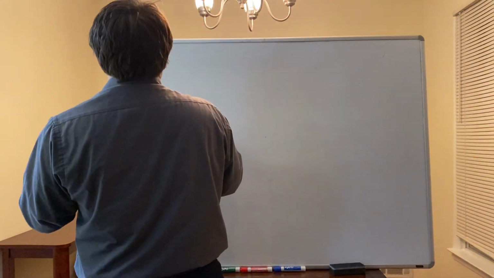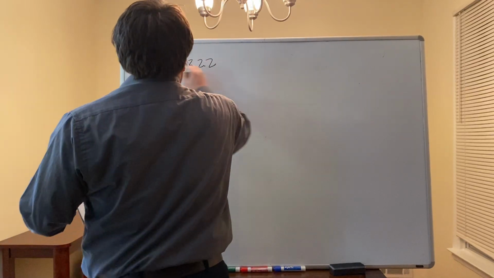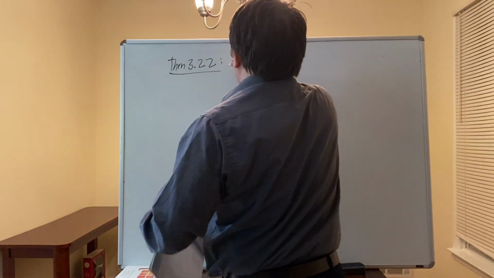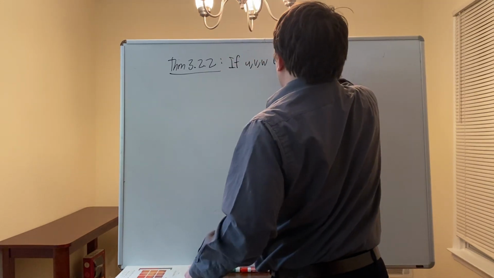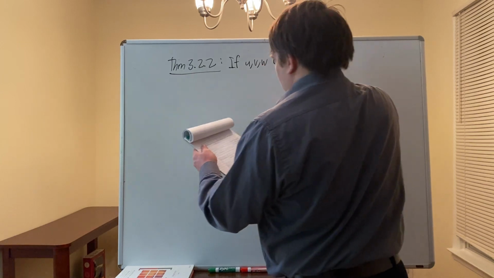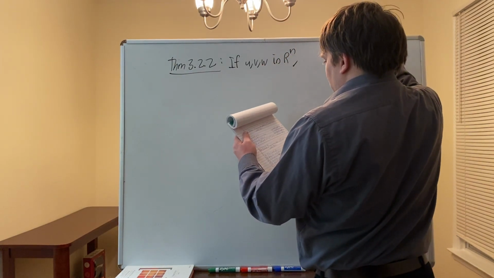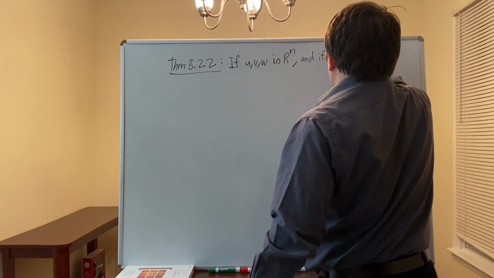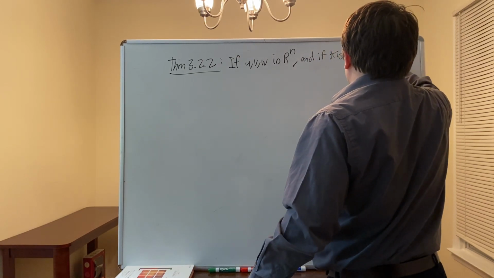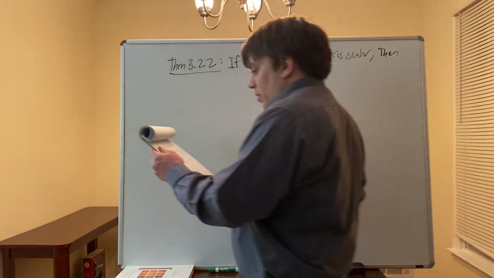Okay, so next is theorem 3.2.2. This theorem says if u, v, w are vectors in Rn, okay, so we understand that they're vectors, and if k is a scalar, then we can make the following statements.